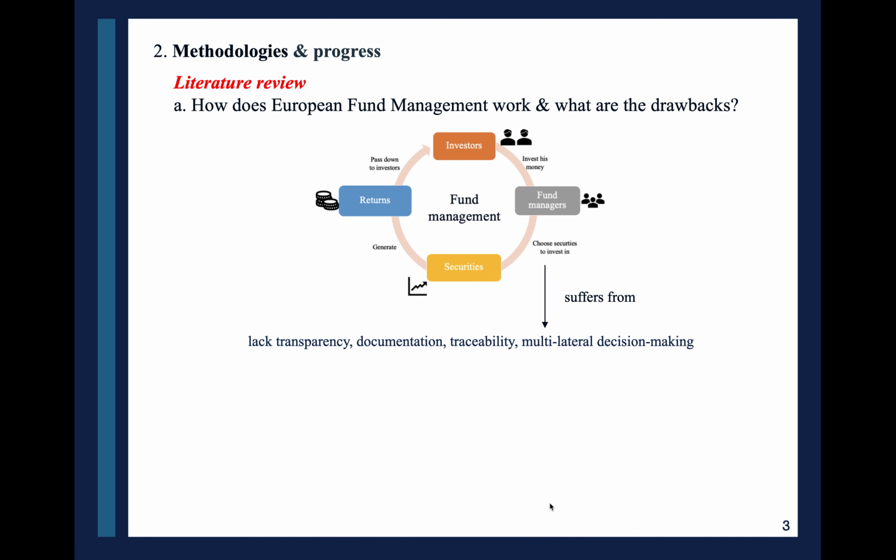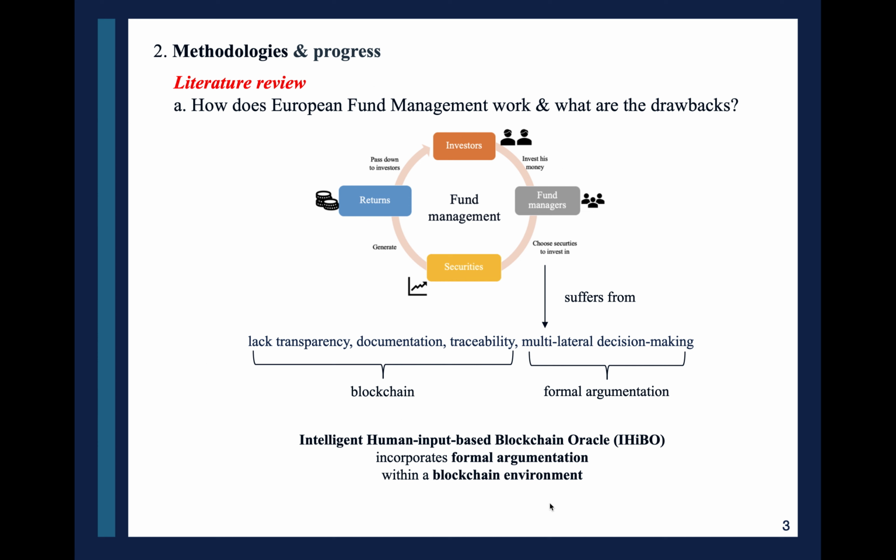So to solve these problems, I worked with Mirko Zekicki, Reka Markiewicz, and Emro Nasha. We together proposed a DLT-based architecture for fund management. We call it Intelligent Human Input-Based Blockchain Oracles, or IBO for short. We use formal argumentation to model fund management decision-making, and we integrate this process within a blockchain system, such that the decision-making and the corresponding investment process are transparent, traceable, and auditable.